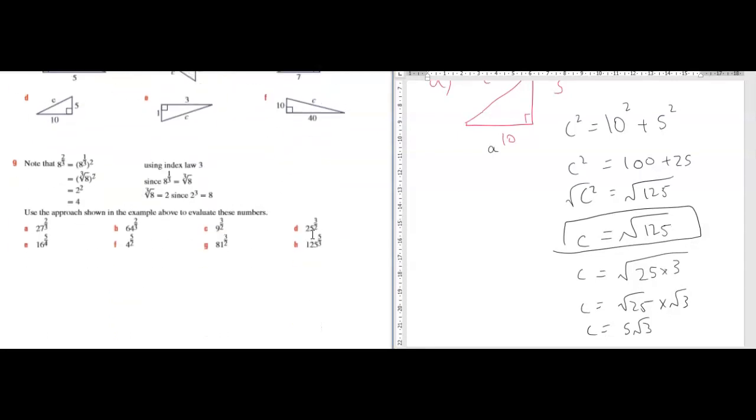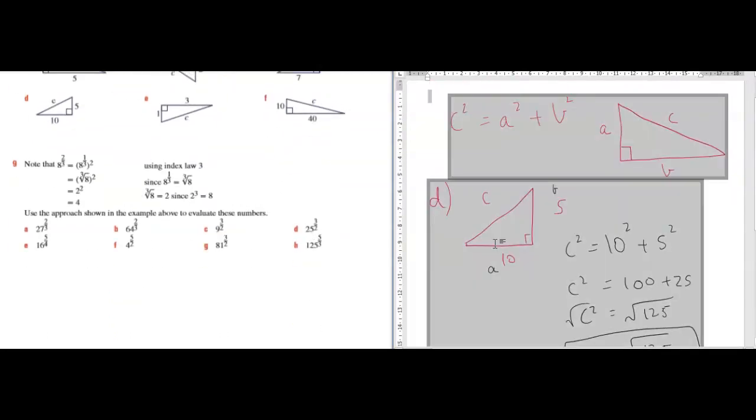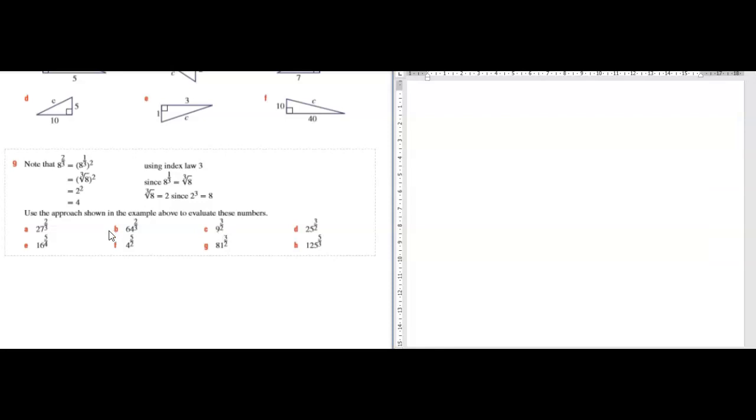All right, I don't have much time left, so I'm going to just quickly look at 9 with you. So note that 8 to the power of 2/3, so you can see they've separated the powers there. You could have done 8 to the power of 2, then to the power of a third. So that's what I mean. There's 2 ways to do it, but sometimes one way is a lot easier than the other. So they've actually chosen the easier way.